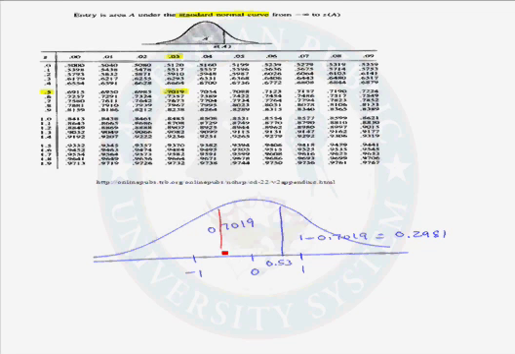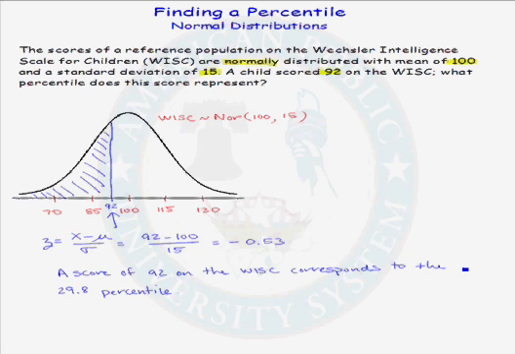Which data value or z-score are we really interested in? We really want the negative 0.53 z-score. Because of the symmetry of the normal distribution, we know that the area to the left of negative 0.53 is the same as the area to the right of 0.53, which is 0.2981. This z-score corresponds to the 29.8 percentile for the distribution. So a score of 92 on the WISC corresponds to the 29.8 percentile.